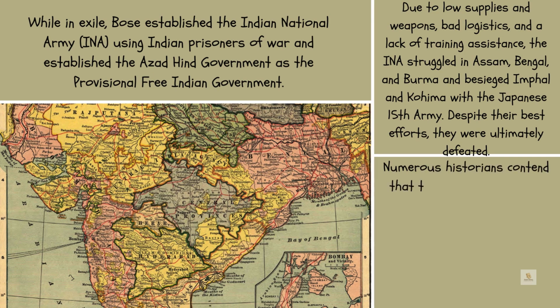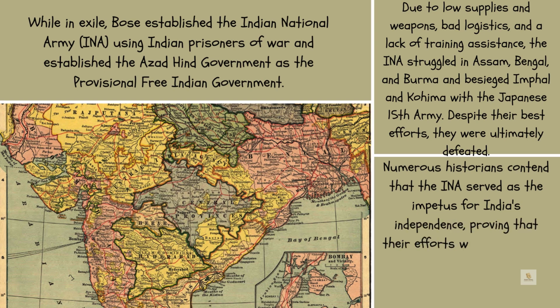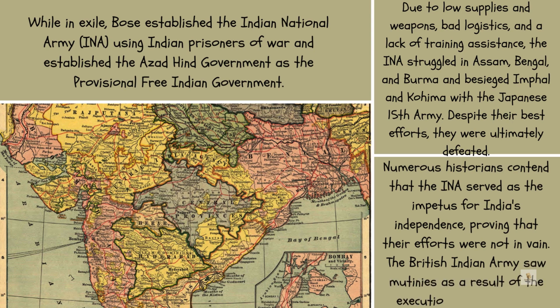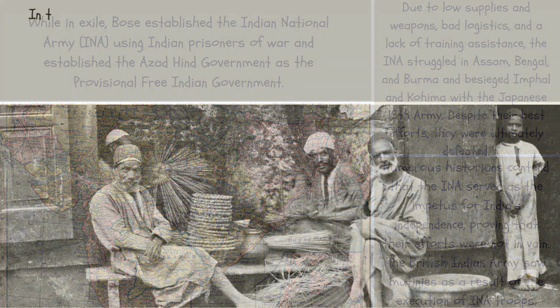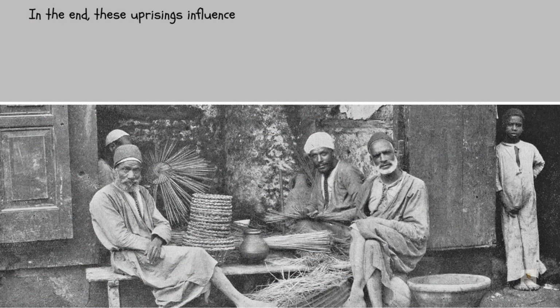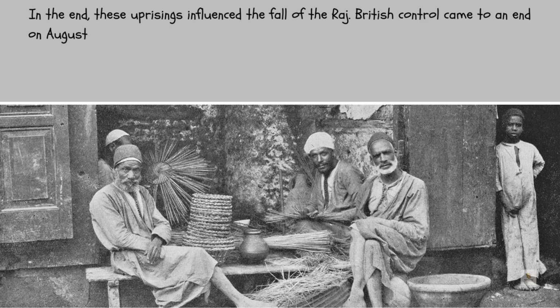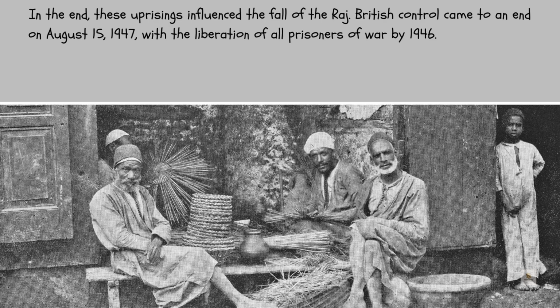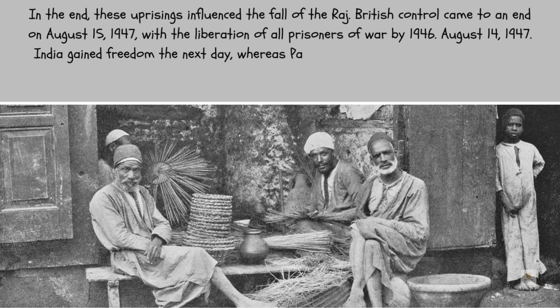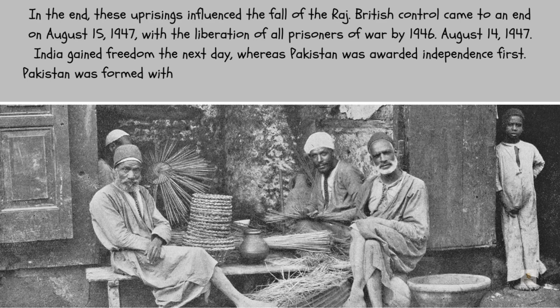Numerous historians contend that the INA served as the impetus for India's independence, proving that their efforts were not in vain. The British Indian Army saw mutinies as a result of the execution of INA troops. In the end, these uprisings influenced the fall of the Raj. British control came to an end on August 15, 1947, with the liberation of all prisoners of war by 1946. August 14, 1947. India gained freedom the next day, whereas Pakistan was awarded independence first.